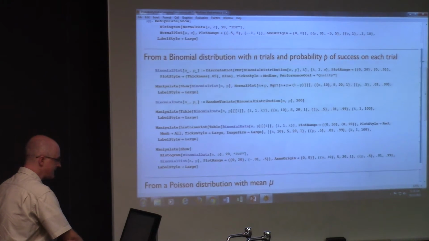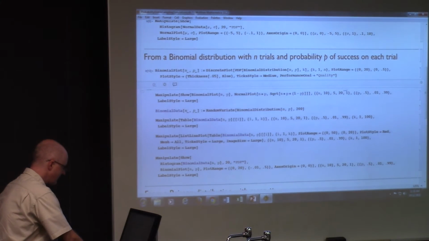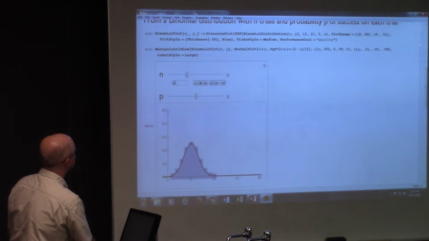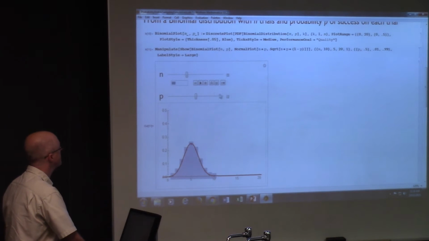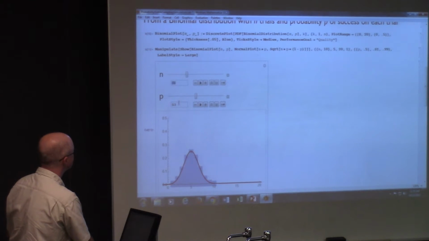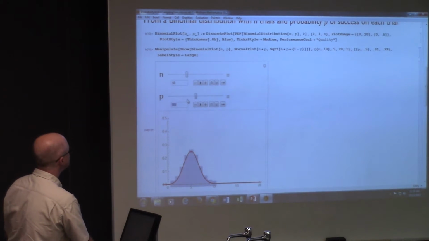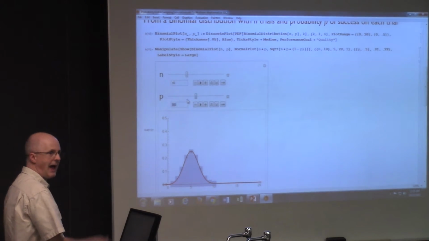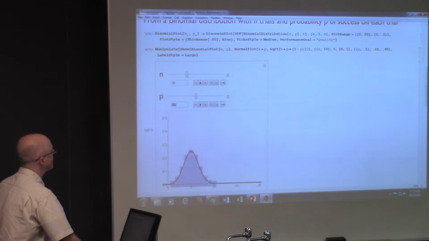I can do something similar with binomials. Here's a binomial plot. N is the number of trials. I started with 10 here. P is the probability of success. This is 0.5, and you can see that N is 10 and P is 0.5. I put a normal curve over there that accurately reflects the basic idea of the distribution.